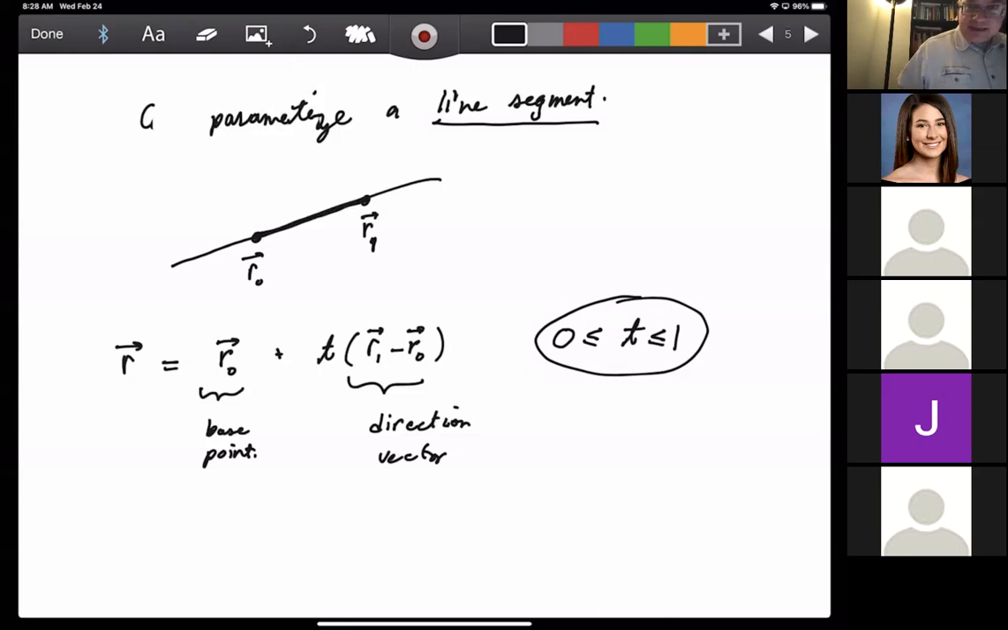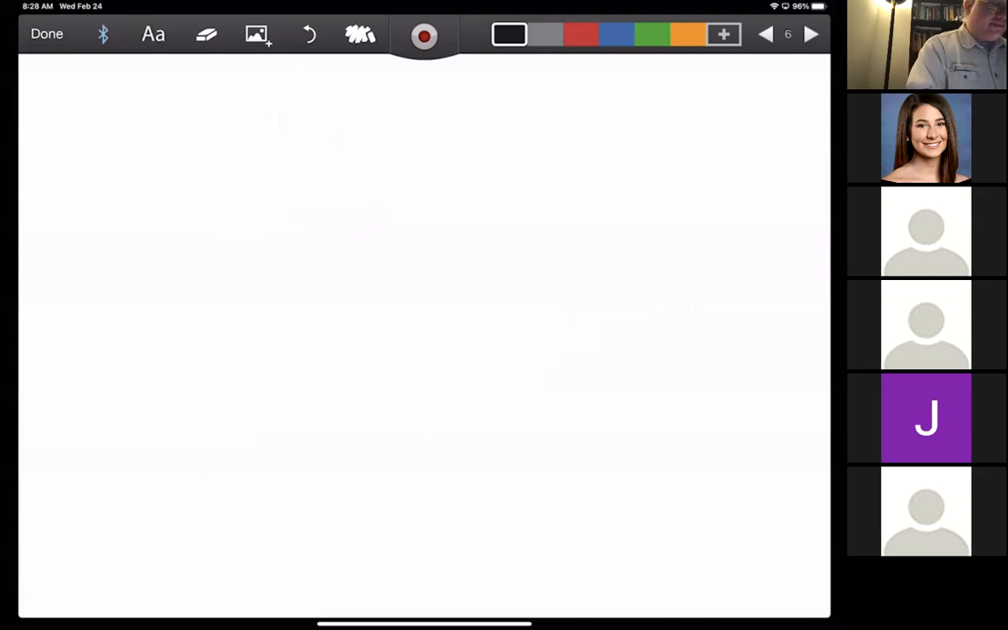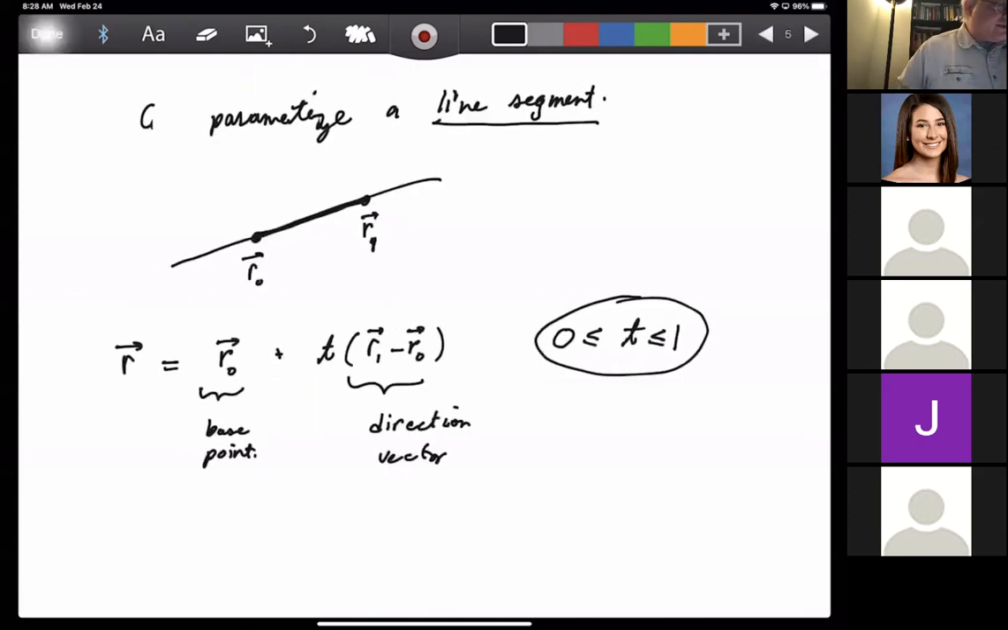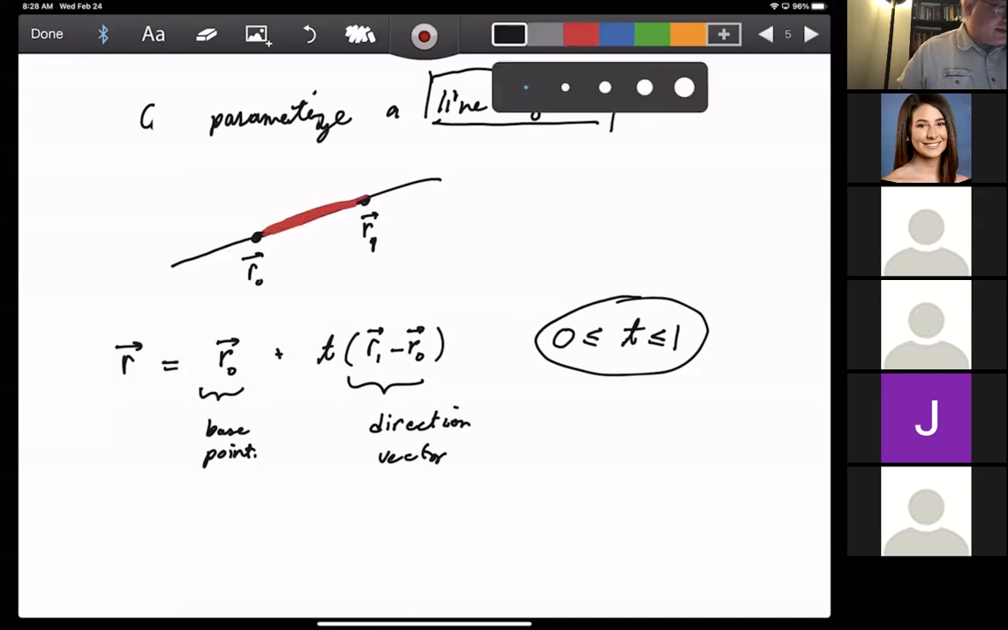Okay, so does that make sense? Please ask if you've got questions. Why is t between 0 and 1? Because I'm trying to parameterize the line segment, just this set of points. Okay, I see. So that's something that for a number of purposes you might want to do, just to think about one piece of the line rather than the whole line. And again, this is not unique.